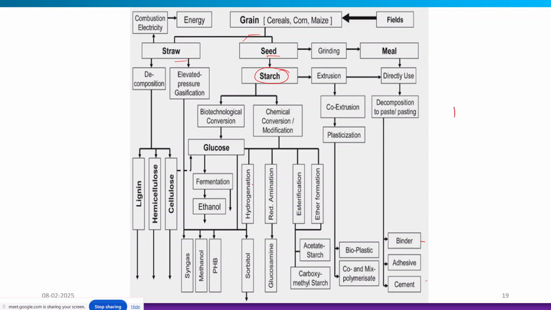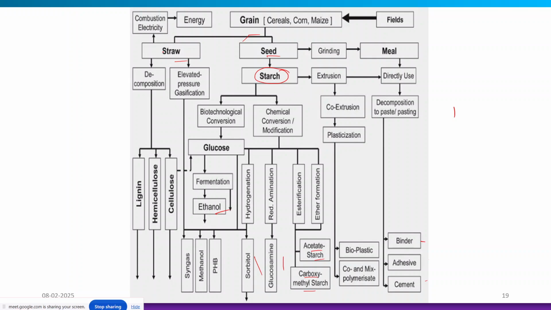We are getting glucose, and by the chemical conversion processes we are also producing sorbitol, glucosamine, acetate starch, carboxylic methyl starch. So you can see a lot of chemical conversion processes we can opt for, producing different kinds of chemicals out of the seed as a whole crop biorefinery. These are the outputs. And the glucose for the biotechnological conversion is further fermented and produces ethanol.